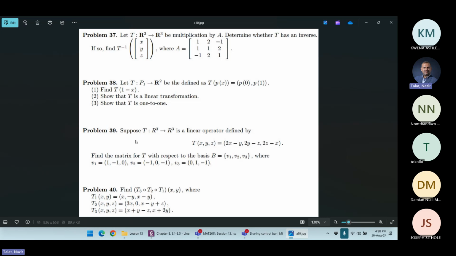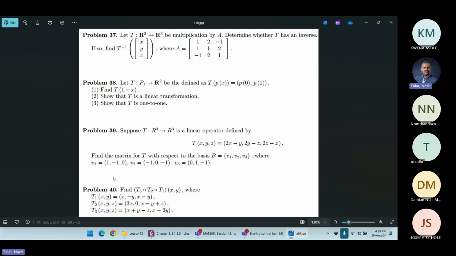Now in the next problem, if T is a linear operator from R3 to R3 defined in this way, then find the matrix of T with respect to the basis where V1, V2, V3 are available. We know that if we apply T to V1, we can obtain one vector. T of V2, we can obtain a second vector, and T of V3, we obtain a third vector. If we just write these vectors in column form and combine them, then we obtain the matrix for T with respect to the basis B, consisting of V1, V2, and V3.